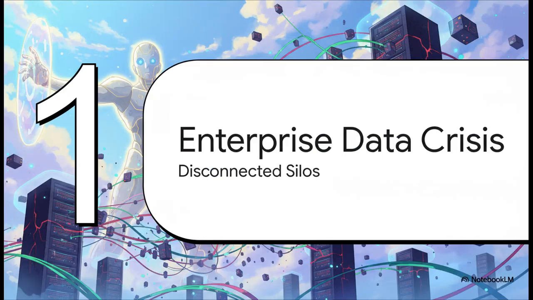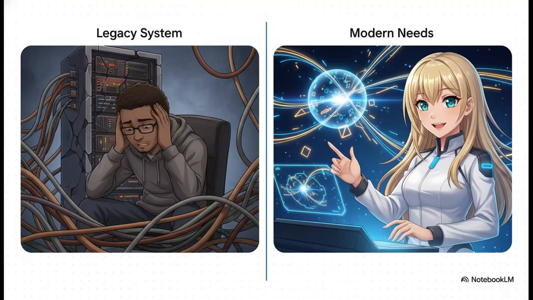All right, Section 1, the enterprise data crisis, or drowning in disconnected silos. Let's be real for a second. The current infrastructure friction is literally a nightmare for IT teams. You have all this incredible AI potential, right? But it's locked behind these massive walls of outdated architecture.